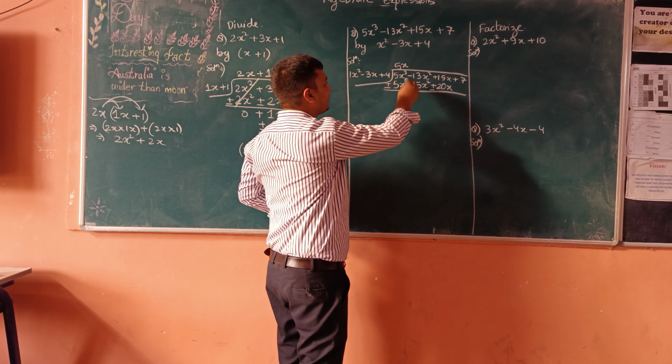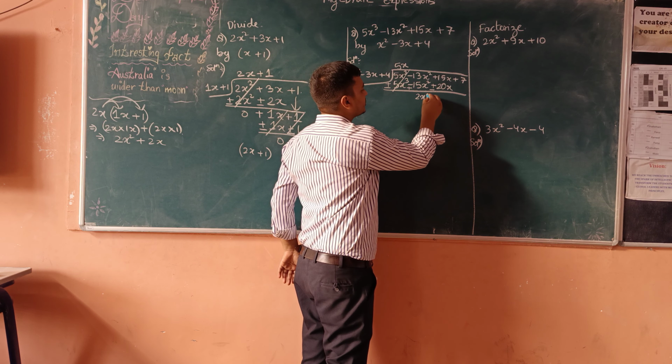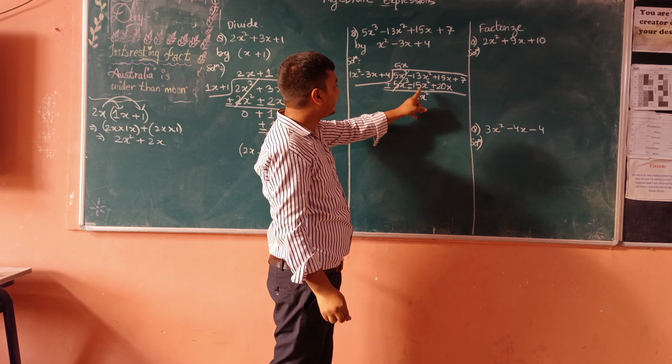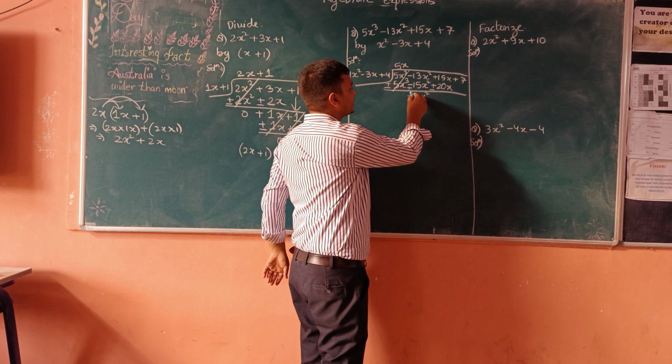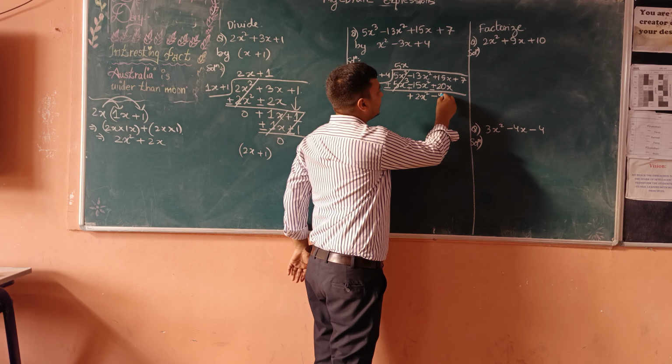Now 5x cube minus 5x cube cancel. Now minus 13 plus 15, the answer will be 2x square, because plus into minus, minus. 15 minus 13, the answer will be 2. 15 is bigger, due to that the answer will be plus 2x square. Now here 15 minus 20. 15 minus 20, I will get minus 5x.